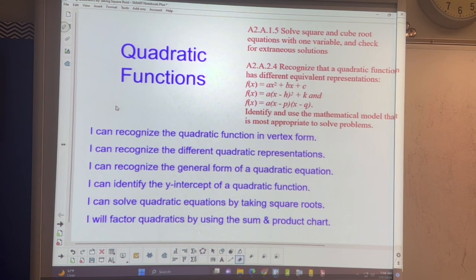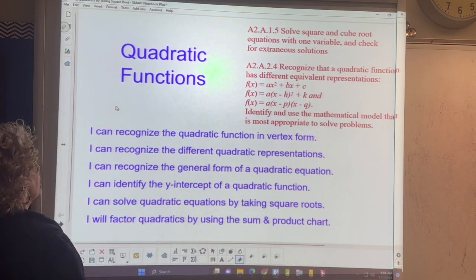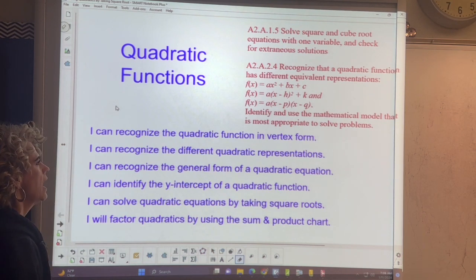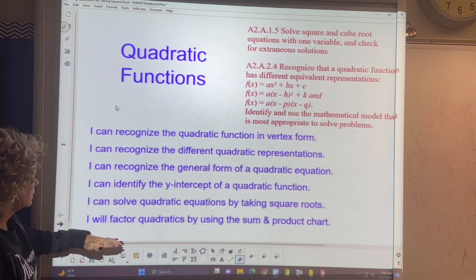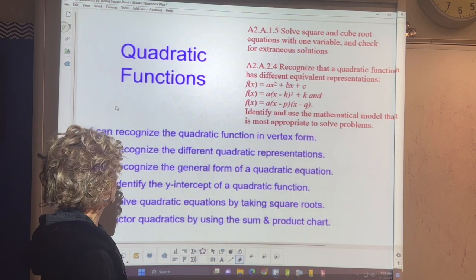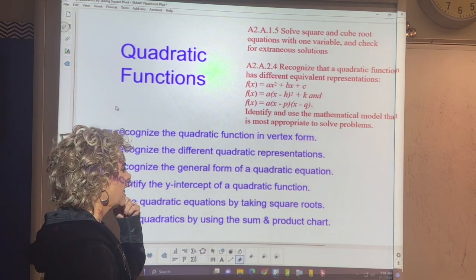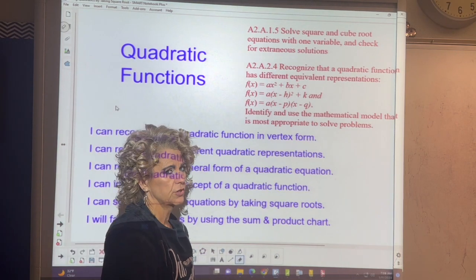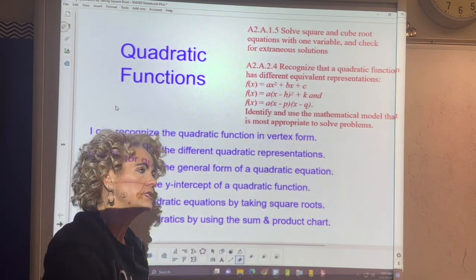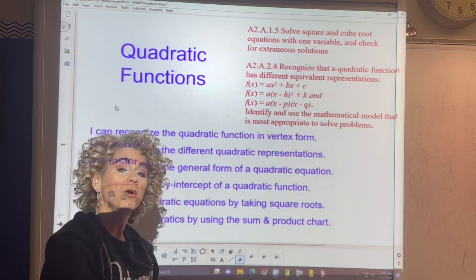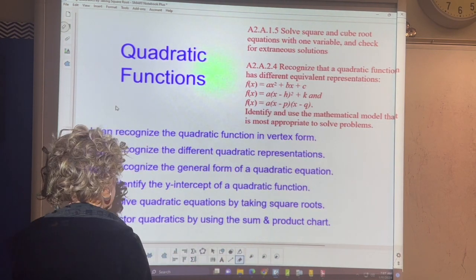We are going to continue with our quadratic functions. We have our I cans and our I wills. We are working currently on I will factor quadratics by using the sum and product chart. We've been working on the sum and product chart. We get one side equal to 0, we fill out our sum and product chart, we complete the sum and product chart, and today we're going to take it to the next step.